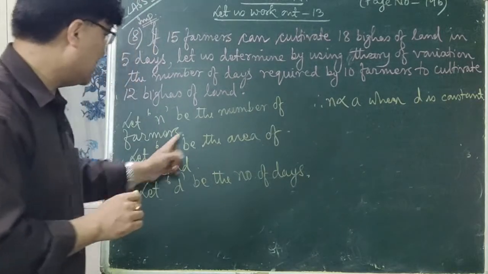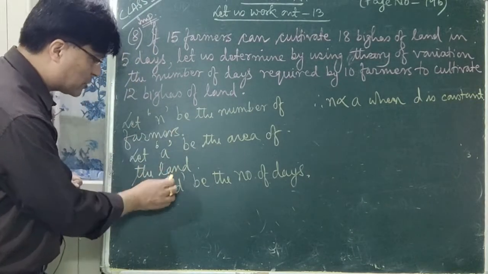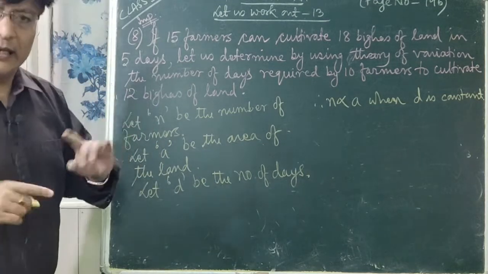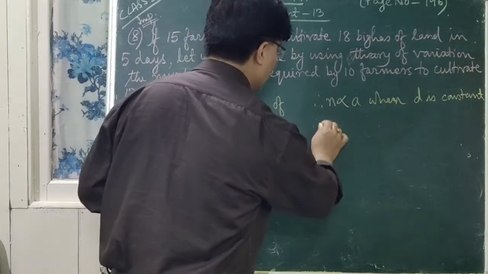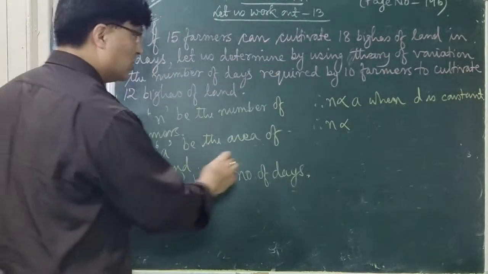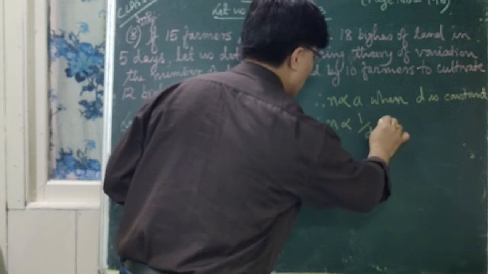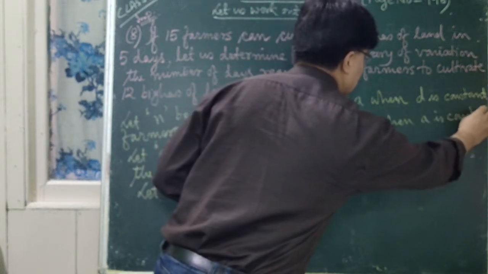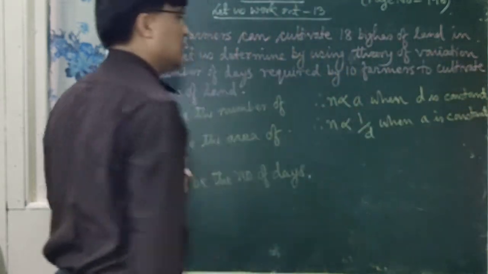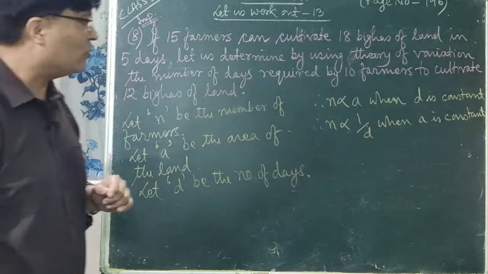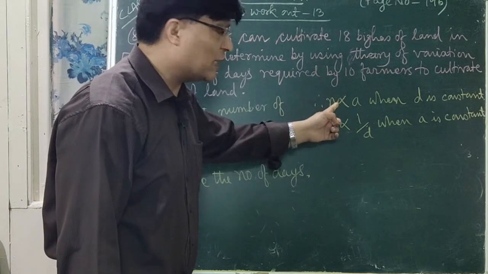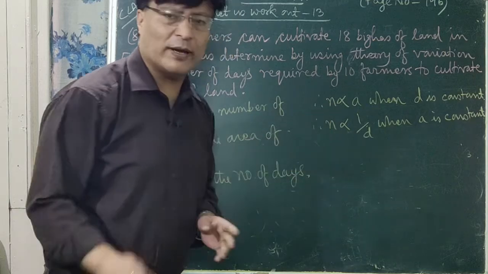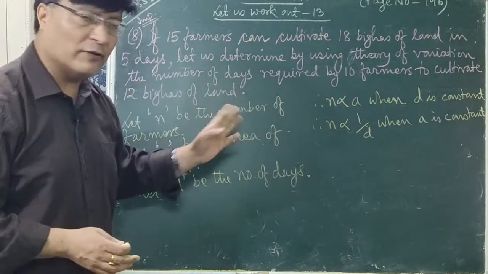Okay na? When A is constant. So here N is proportional to 1 upon D when A is constant. That is, N and D are inverse relation. So therefore N is proportional to 1 upon D when A is constant. Is that clear to all of you? So now here in the first relation we have got direct relation, N is proportional to A, and in the second relation we have got the inverse variation or inverse relation.